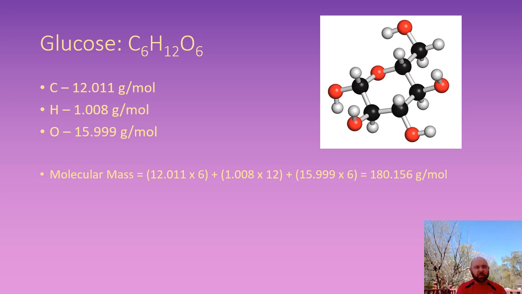I've got an example here of calculating the molecular weight, the molecular mass, the molar mass of the compound glucose, which is a simple sugar. Glucose has the formula C6H12O6. And you can see I shortened this up a little bit by, instead of adding 12 6 different times, I simply multiplied it by 6, and the same for the hydrogens and the oxygens as well.